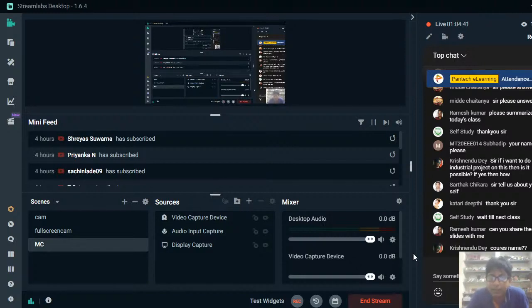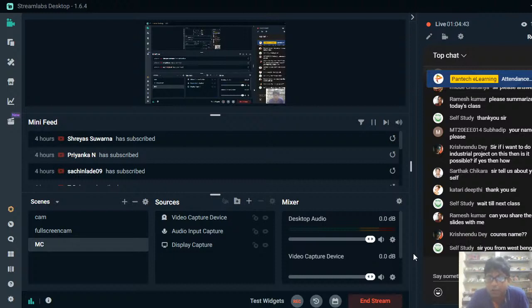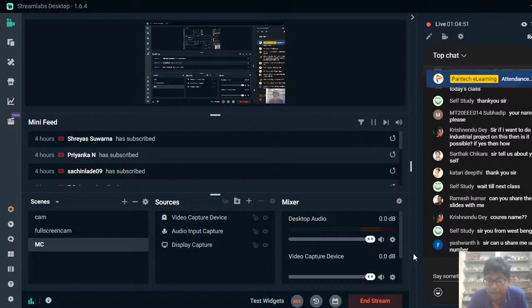The course name is motor control. Yeah, I am from West Bengal. I am from Calcutta. I graduated from Indian Institute of Engineering Science and Technology, Shibpur, Bengal Engineering College.